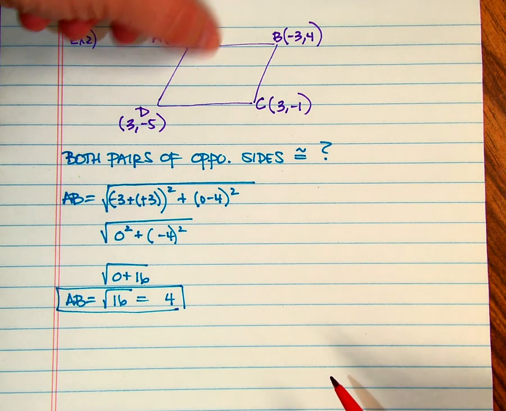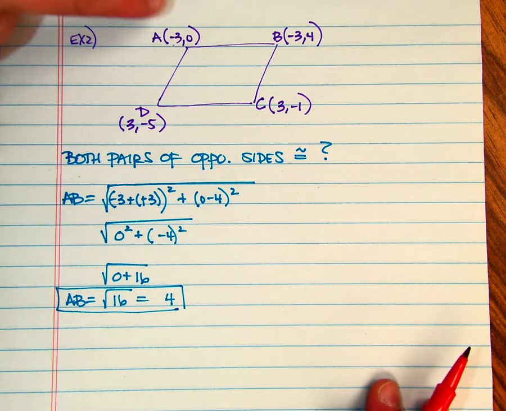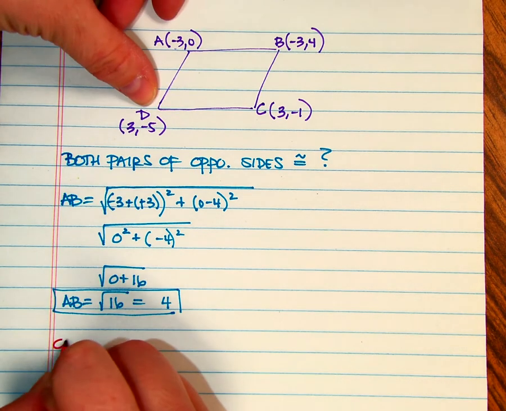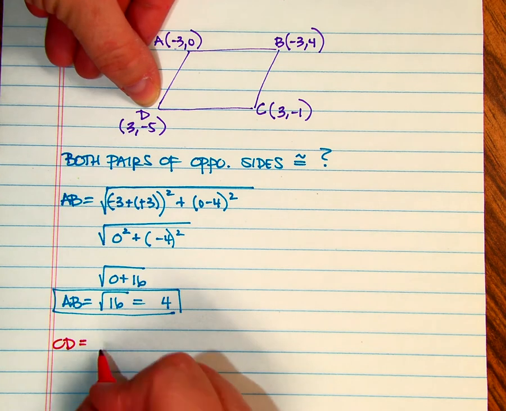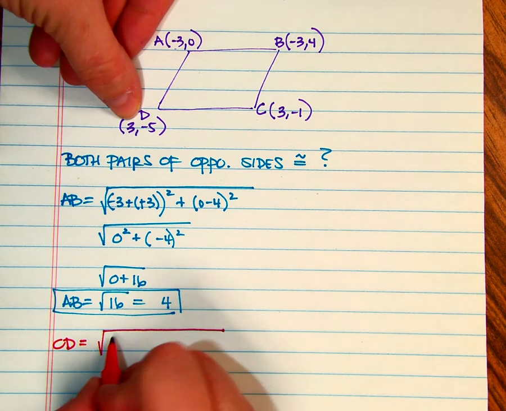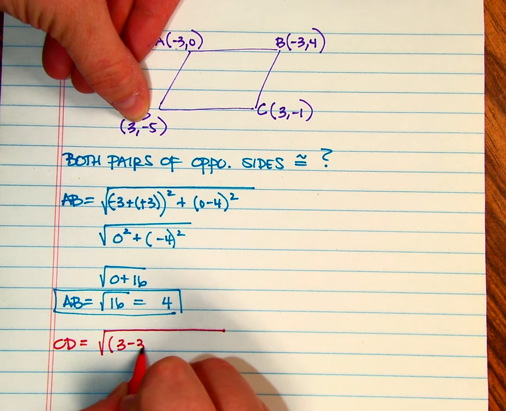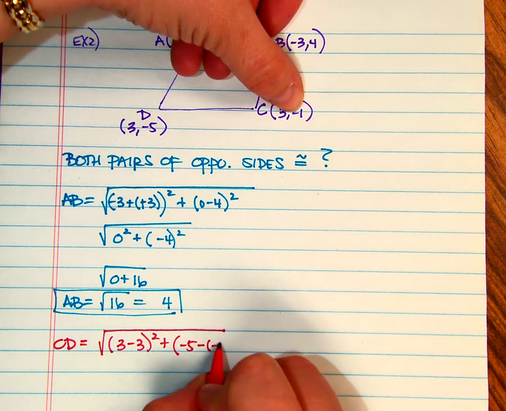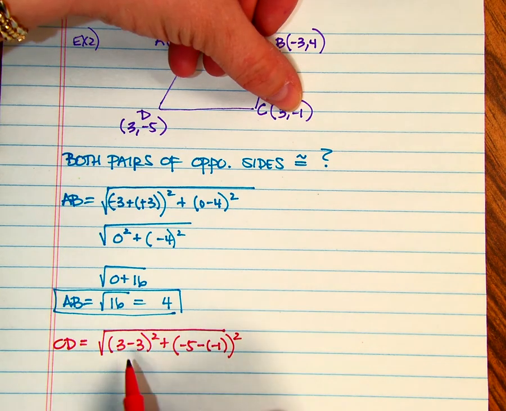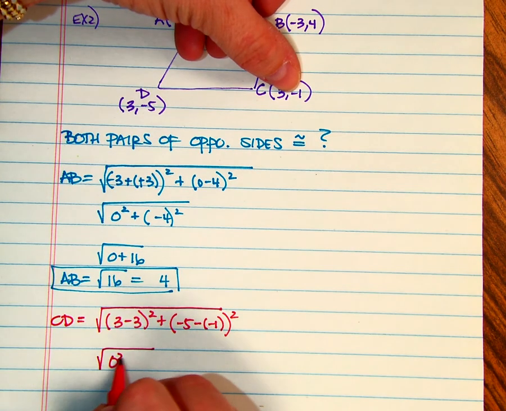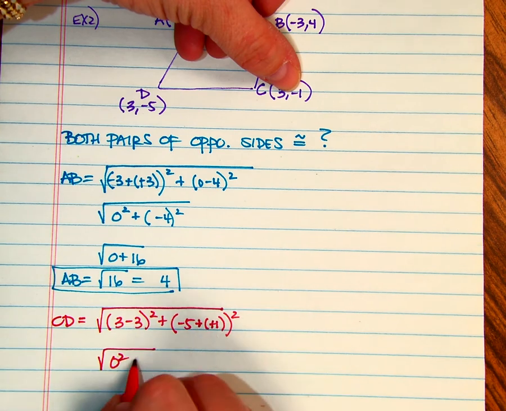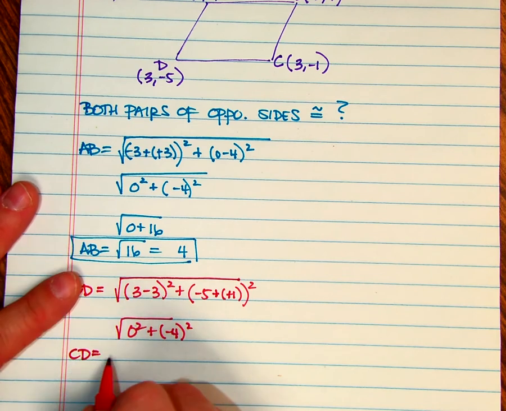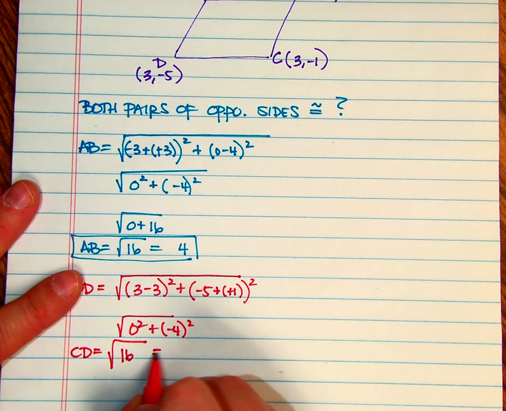I like to do the opposite side next, so it would be CD. That way, if these two are not the same length, then I'm done. I don't have to do any more work. So CD, we'll find the distance, the length of CD. So the square root of 3 minus 3, squared, plus -5 minus -1. 3 minus 3, there's my 0. Minus a negative is plus a positive. So I have -4 squared. And I'm right back to CD equaling the square root of 16, which is 4.